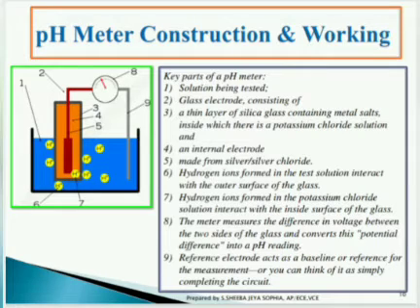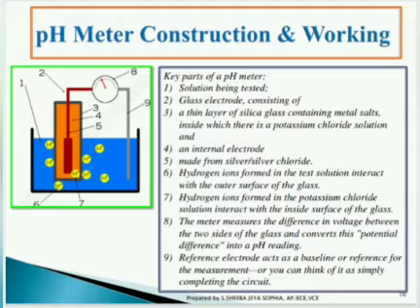Moving to the construction of the pH meter, here you can see the pH meter with key parts marked clearly. The solution being tested is given along with the glass electrode consisting of a thin layer of silica glass containing metal salts, inside which there is a potassium chloride solution, and an internal electrode made from silver chloride. Hydrogen ions formed in the test solution interact with the outer and inner surface of the glass.